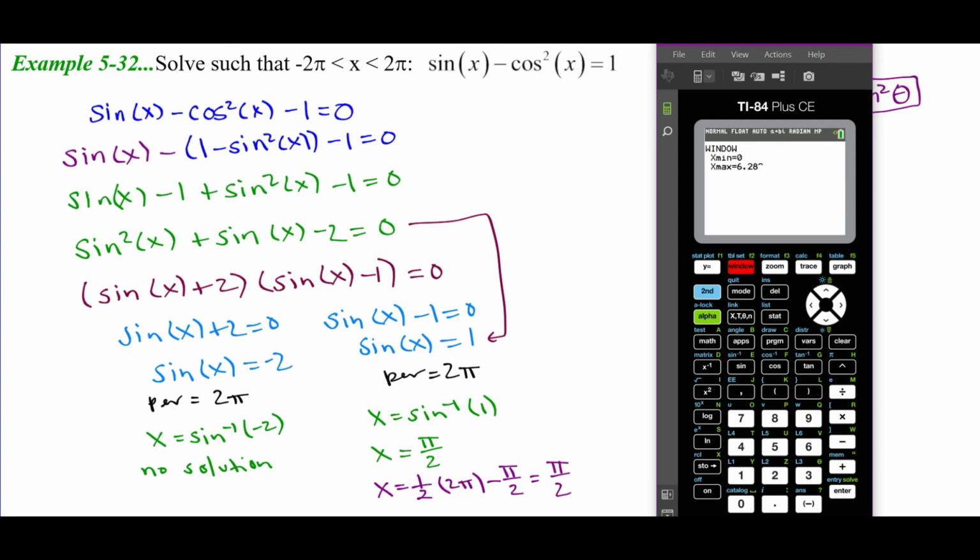I'm going to go to my window. Notice this time they said they wanted solutions from negative 2 pi to 2 pi. So I'm going to put in negative 2 pi here. And then this is 2 pi here. So then I can go ahead and graph that. So now I can see actually that I have two solutions. The second trace intersection gives me the 1.57, which is pi over 2. We can also come back over here, and here we get our negative solution.